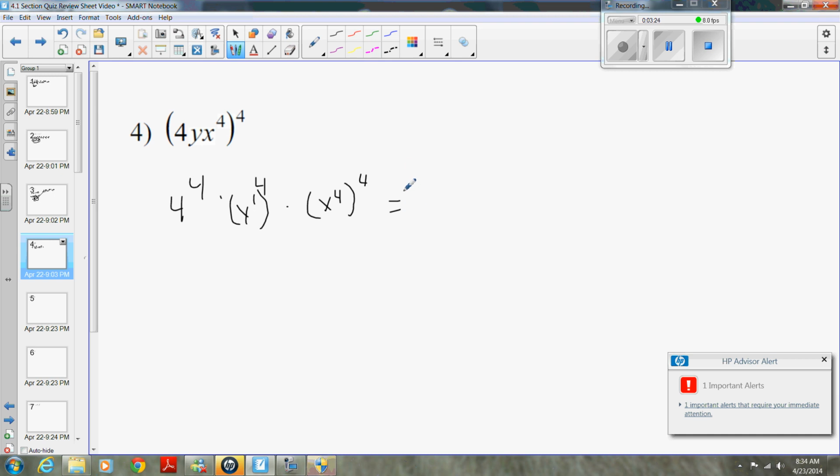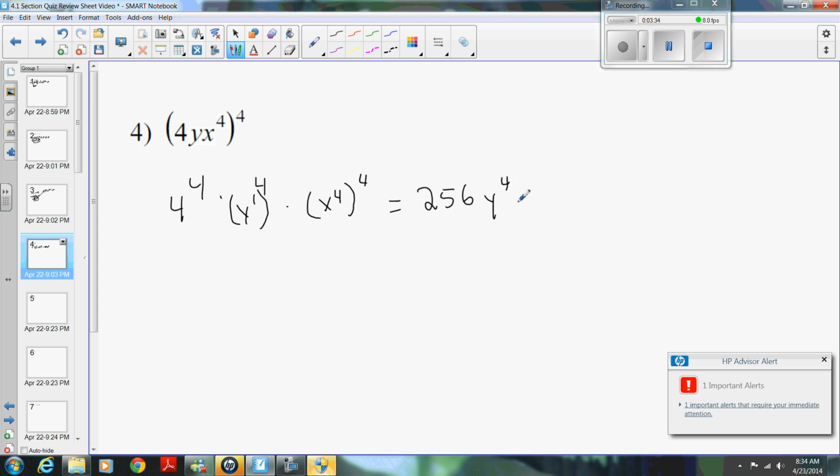So 4 to the fourth power is 256. Y to the first raised to the fourth power, 1 times 4 is 4. And x to the 4 times 4 is x to the 16.